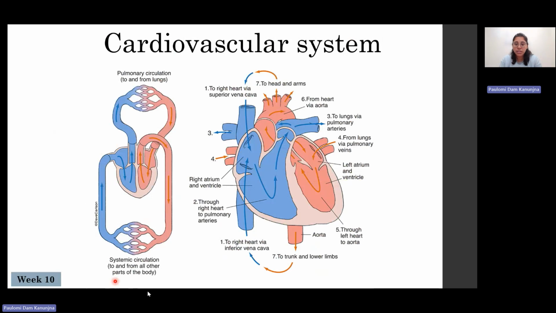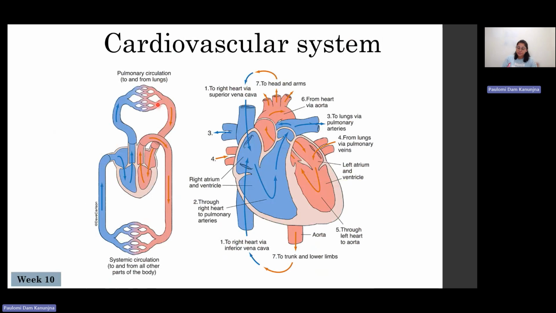I will move to the next topic, which we have discussed only very recently, in the last week, right? So we are talking about the cardiovascular system here, which is basically your heart and the pumping of your blood by the heart, right?